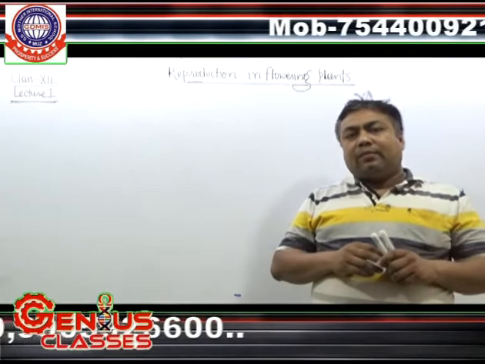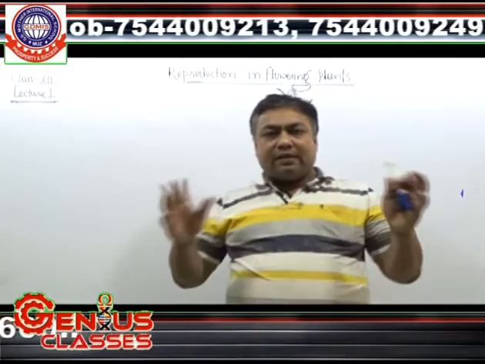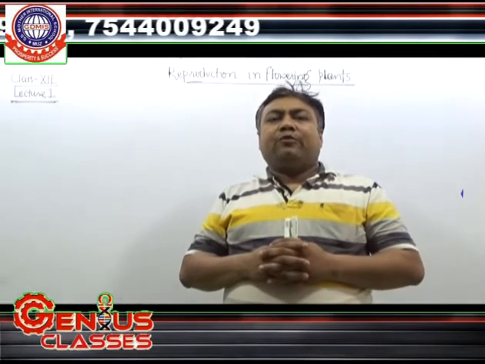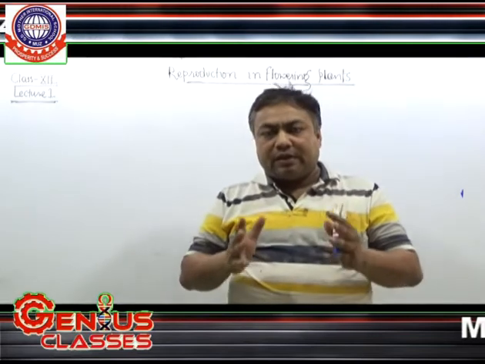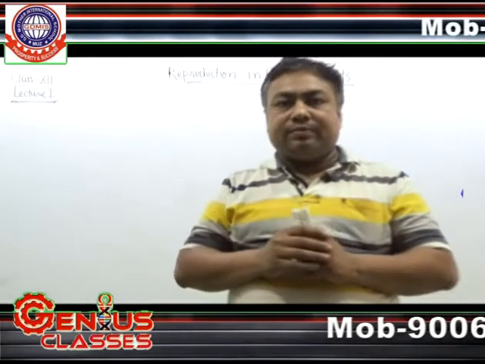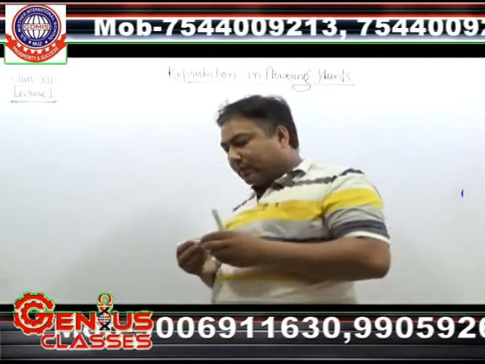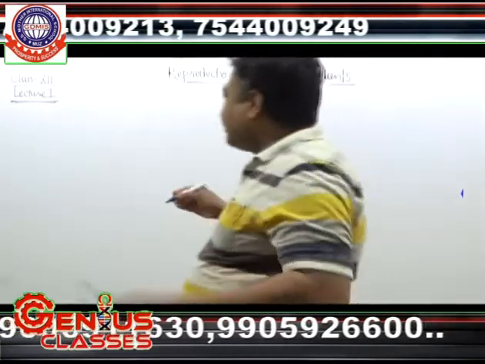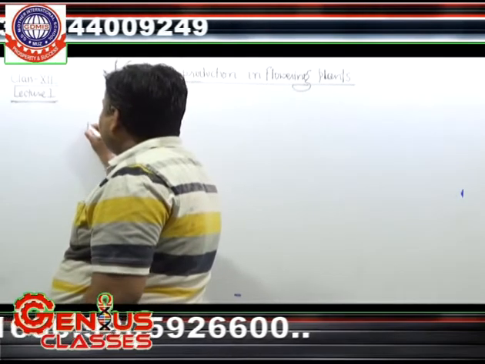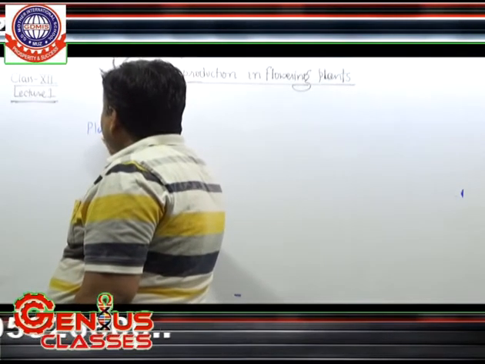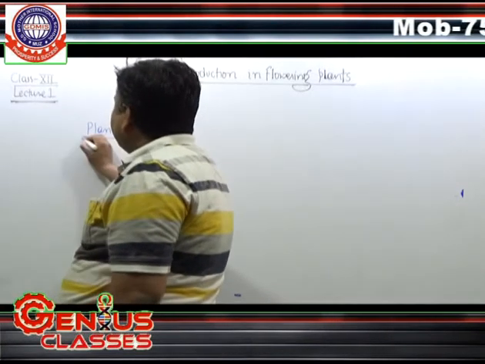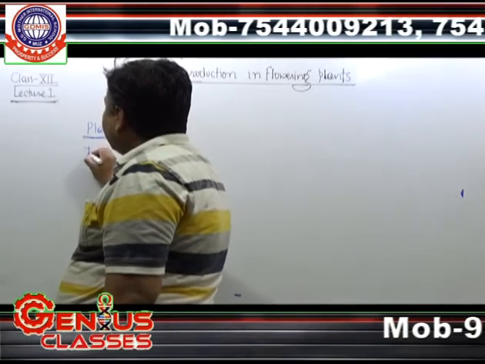Plants have been divided into 5 divisions, categorized into 5 divisions. The first division is thallophyta. The first division of plants is thallophyta.